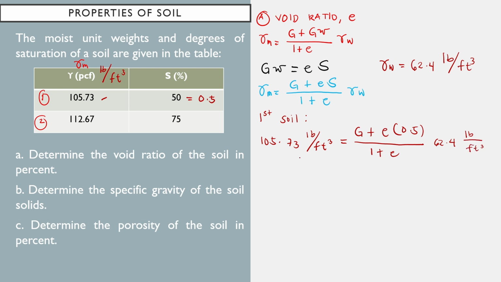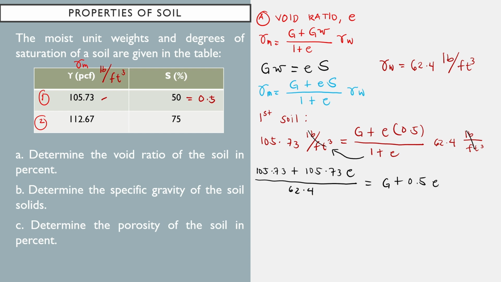Ayan. So, dito, gawa tayo ng equation. So, i-times natin, ilabas natin itong 1 plus e. So, i-times natin siya dito sa 105.73. Ayan. So, 105.73. And then, later on, i-divide natin siya dito sa 62.4 para ma-cancel yung unit natin, since yung void ratio naman ay unitless. So, 105.73 plus 105.73 e, ayan, is equal to, divided by 62.4, para ma-cancel yung unit natin, is equal to G plus 0.5 e, ayan.